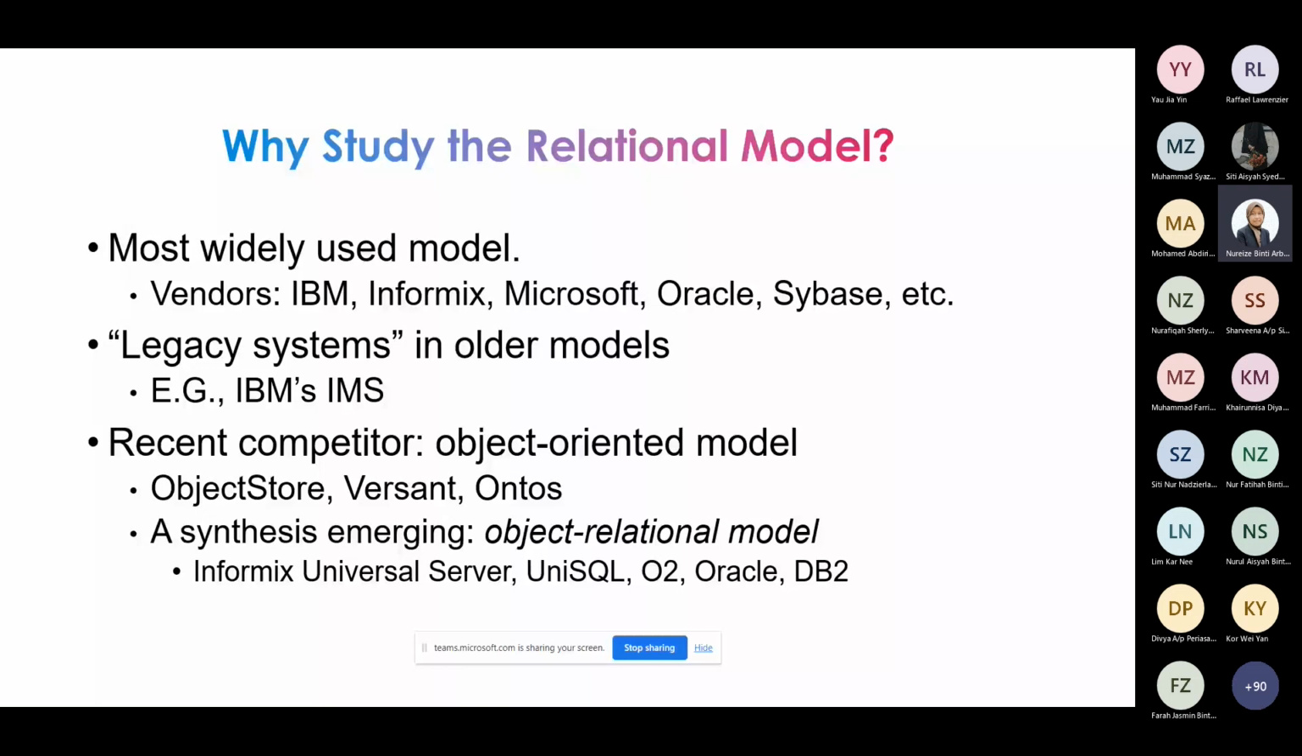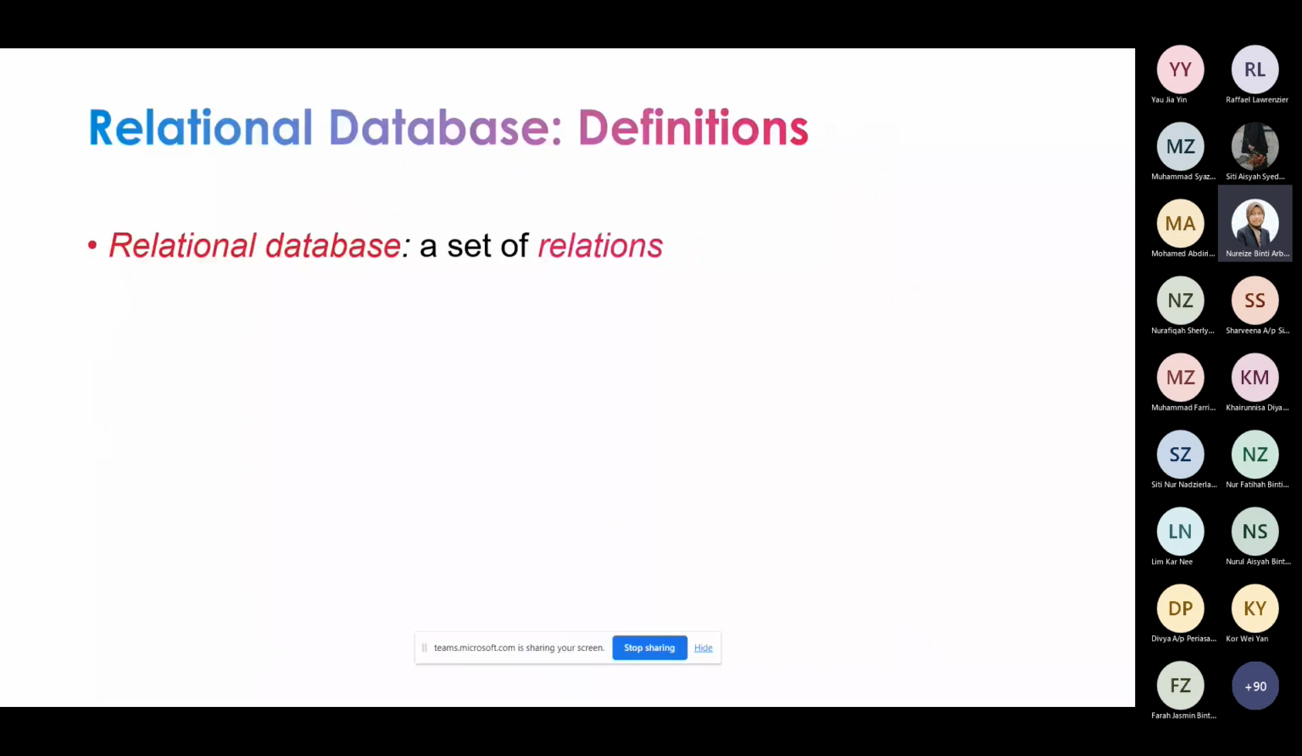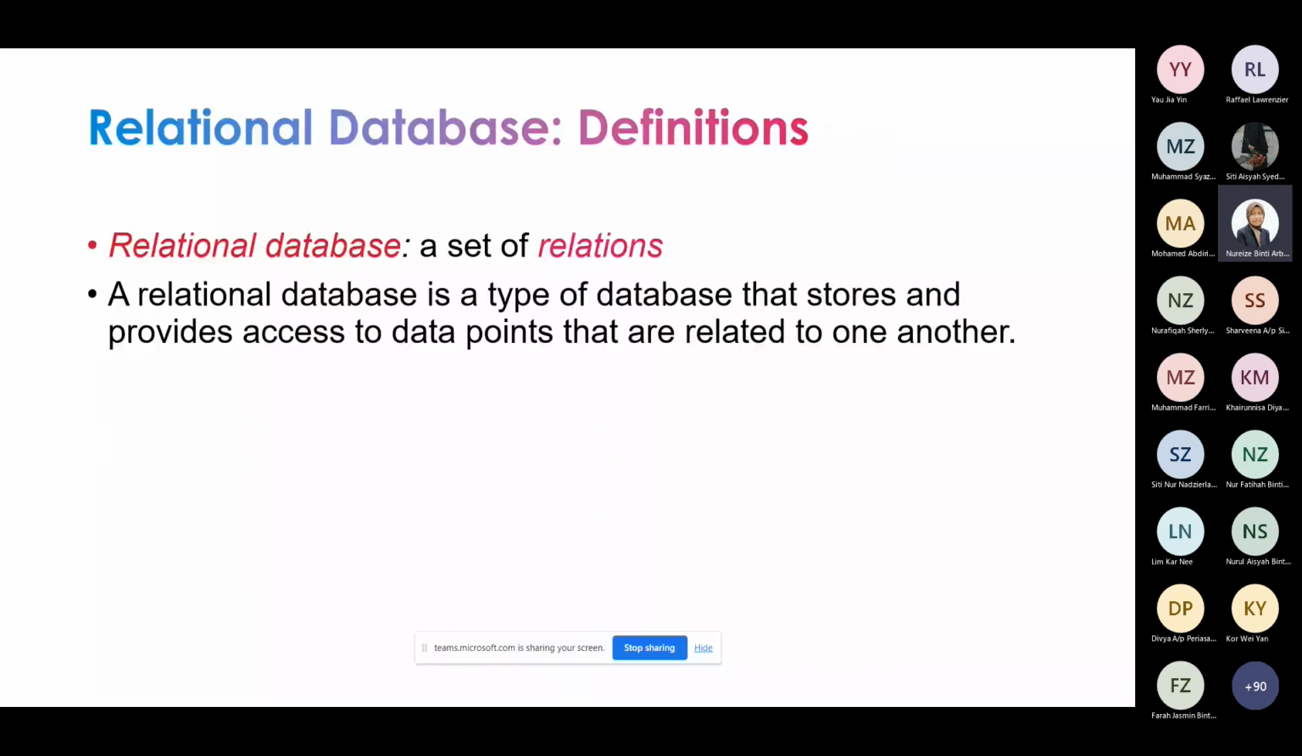So, the relational database definition: it is a set of relations. When we talk about a set, it goes to mathematics, and relation also goes to relation theory. So we can say that the database is a kind of mathematics application. This is one example of where mathematics is used and applied in computer science and IT.